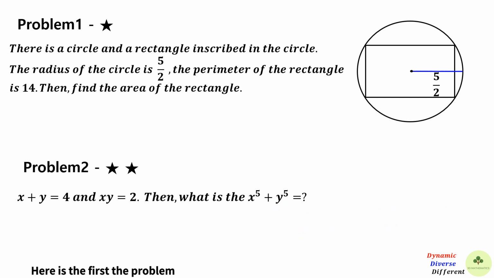Here is the first problem. There is a circle and a rectangle inscribed in the circle. The radius of the circle is 5/2. The perimeter of the rectangle is 14. Our goal is to figure out the area of the rectangle.